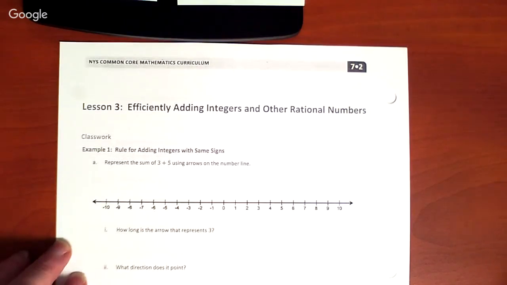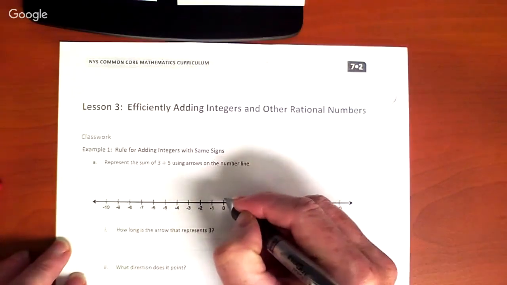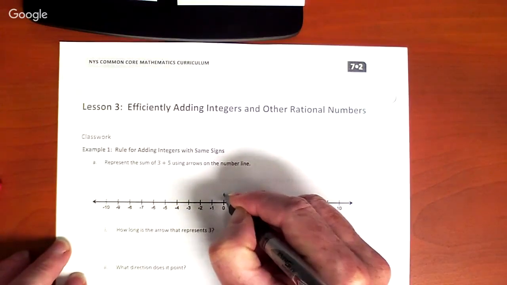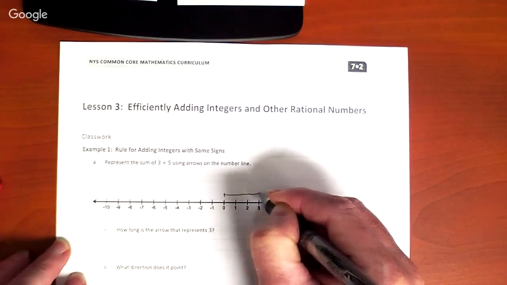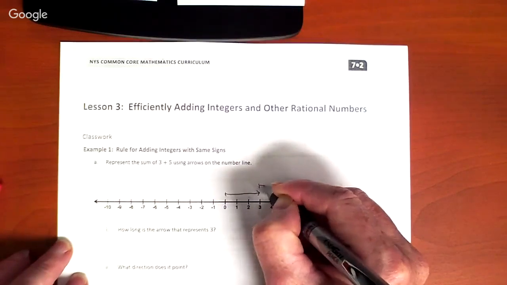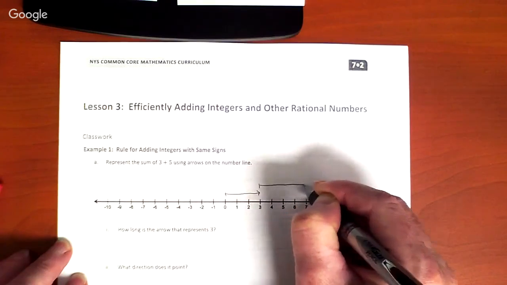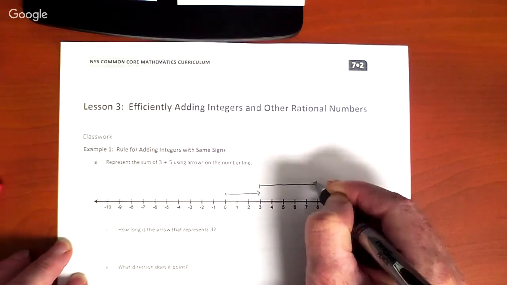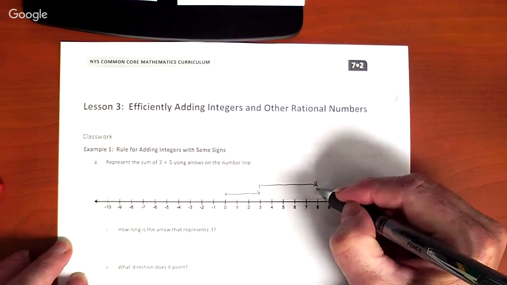All right, this is lesson 3, day 1. Example 1, rule for adding integers with the same signs. Represent the sum of 3 plus 5 using the arrows on the number line. Okay, well, we have 0 to 3, and then we go from 3, we're adding 5, and we get to 8.